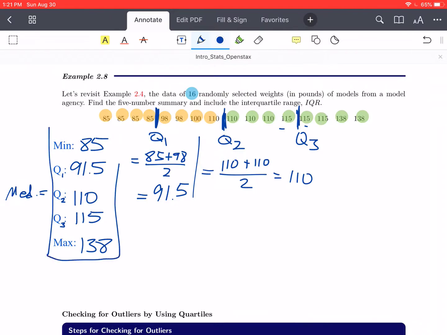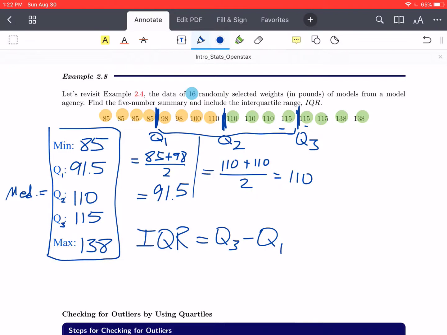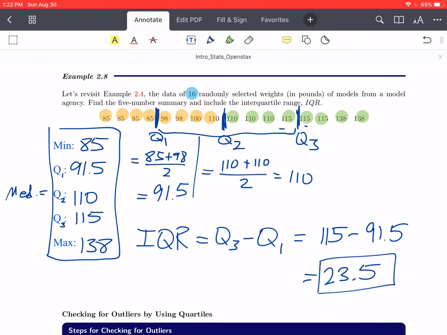Okay, and that is our 5-number summary. And then it also asked us for the IQR, that interquartile range. So remember, that's just Q3 minus Q1, so it's that middle 50%. Which in this case, that's 115 minus 91.5, which is 23.5. So that means the middle 50% of the data falls within a range of 23.5 units.